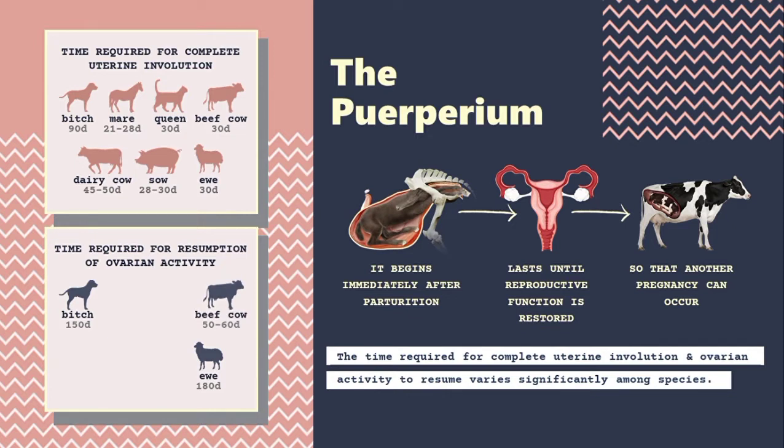As for the shortest time, the mare takes the lead with only 5 to 12 days, followed by the sow, which requires 7 days. The queen and dairy cow, on the other hand, require 5 to 12 and 30 days respectively for the ovarian activity to resume.